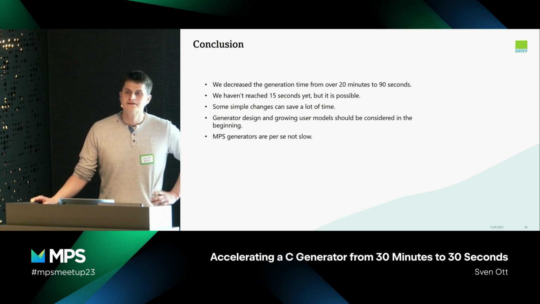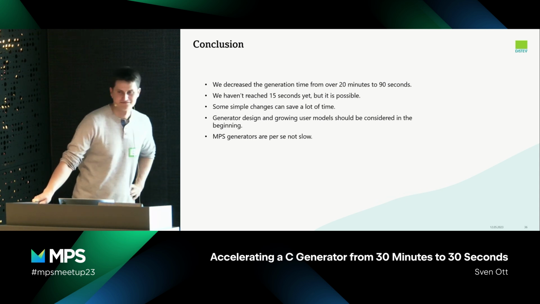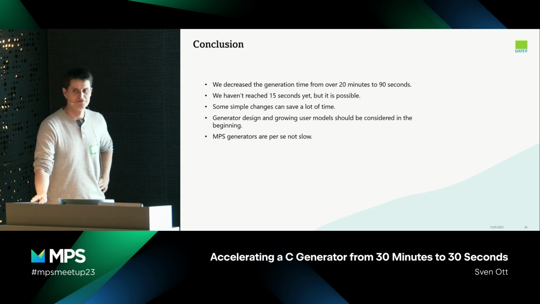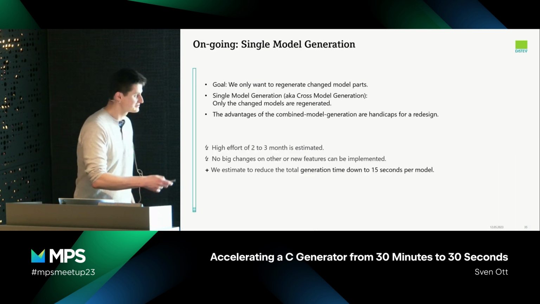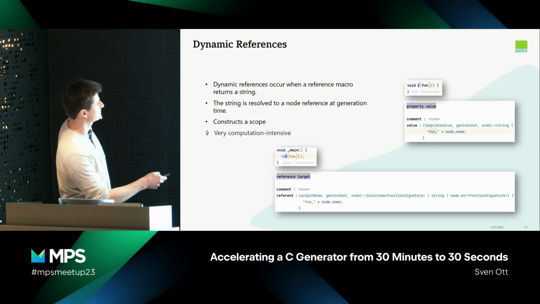So how big are your models? How big is the input model, and how many C files or root nodes do you generate? I should have removed this slide. I removed the slide because I thought I wouldn't have time to explain it. So if I go back to the first slide.